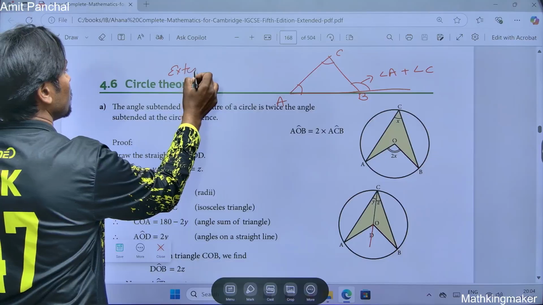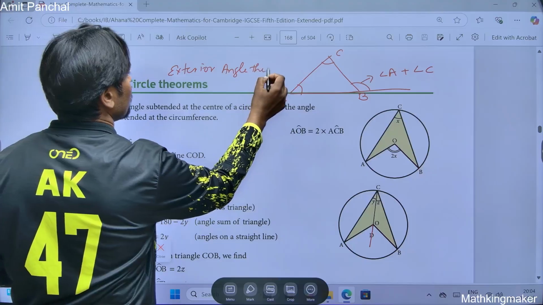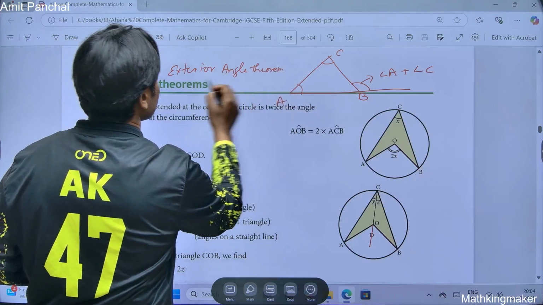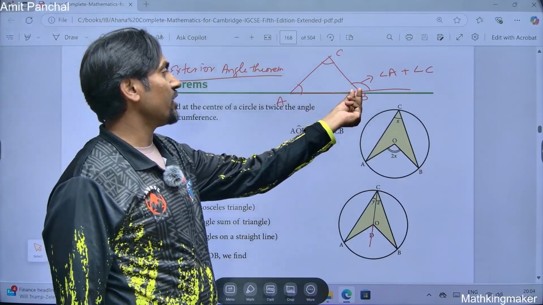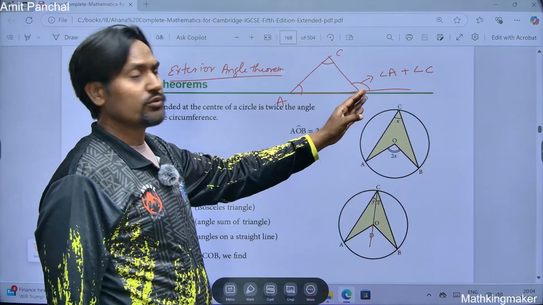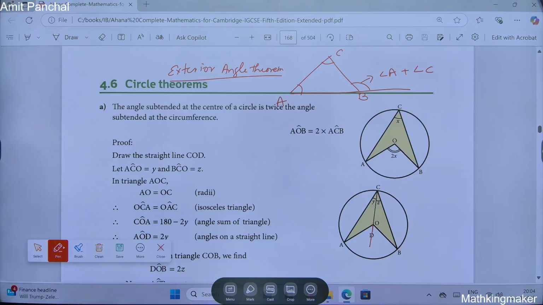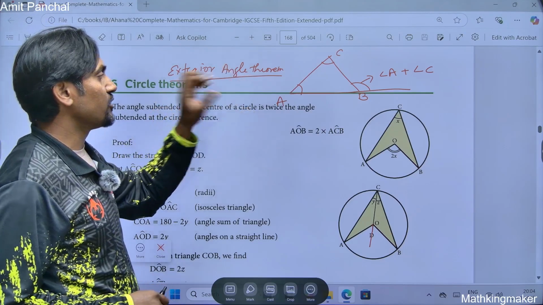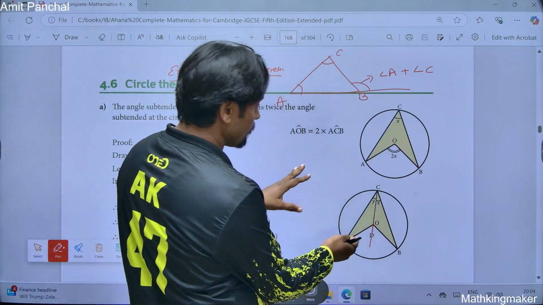If you don't know that, just write it down because it will be used here. This is your exterior angle theorem. So the exterior angle is equal to the sum of the other two interior angles of the triangle. That is your exterior angle theorem.